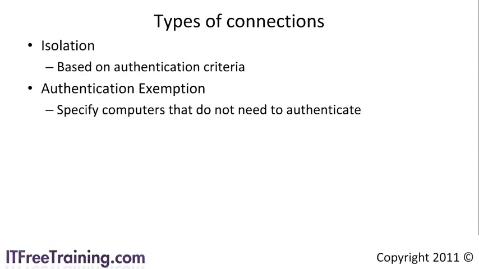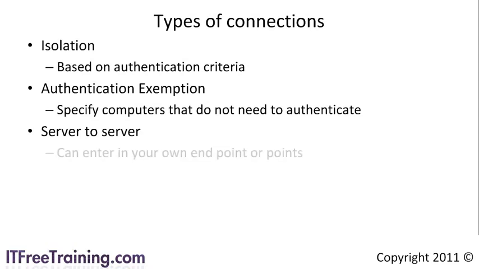The next connection type is server to server. The main difference between this connection and the others is that you can enter in your own endpoint or points. As the name suggests, you could make a connection between two servers by entering the IP addresses of the servers. However, the rule also allows you to connect a subnet together, a group of computers, or a list of IP addresses.